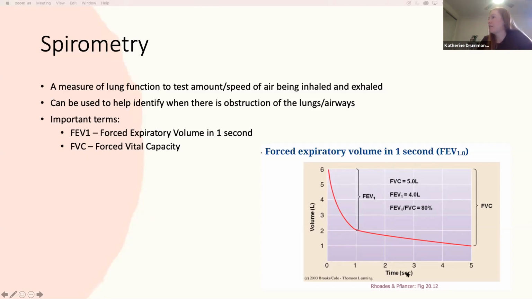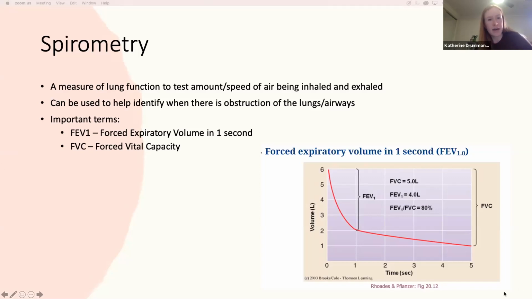So we've got our time in seconds here and our volume there. FEV1 is over the duration of 1 second. We begin at 6 litres and we finish at 2 litres, so our FEV1 is 4 litres. And then for our FVC, we begin at 6 litres and we finish all the way over here at 1 litre, so our FVC is 5 litres. And then FEV1 on FVC is just a fraction, just a ratio of those two.